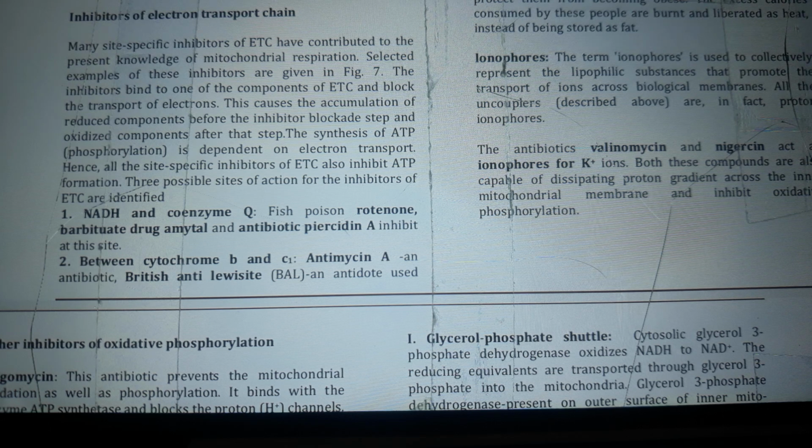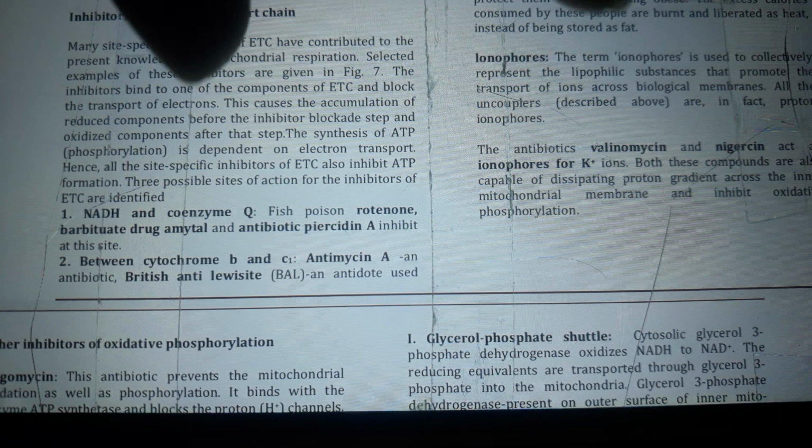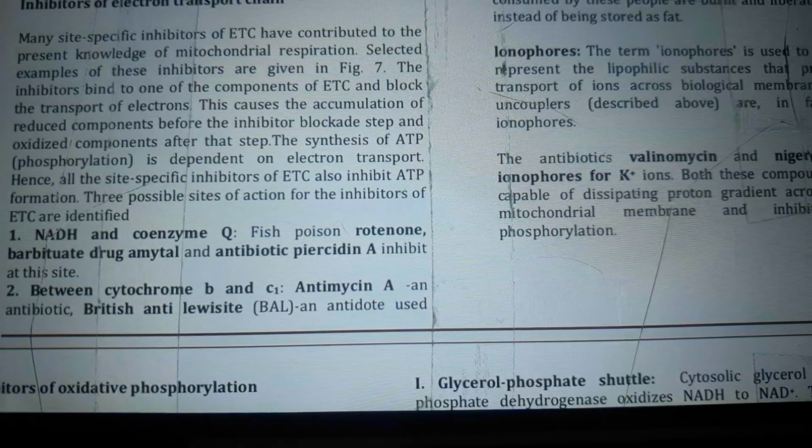The synthesis of ATP, phosphorylation, is dependent on electron transport. Hence, all the site-specific inhibitors of ETC also inhibit ATP formation. 3 possible sites of action of the inhibitors of ETC are identified. They are: 1. Between NADH and coenzyme Q: the fish poison rotenone, the barbiturate drug amytal, and the antibiotic piericidin A inhibit at this site.